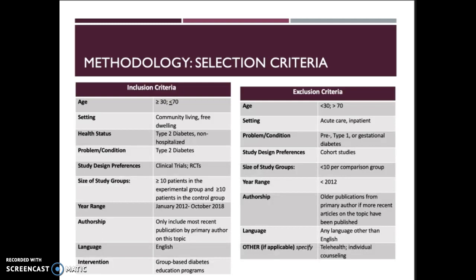The first part of the methodology that we will review is the selection criteria for the systematic review. I have listed both the inclusion and exclusion criteria on this slide, and therefore I will not read it verbatim. However, points that I would like to highlight include the target population, which includes the age, so that is specified as 30 years or older, and including 70 years and younger within this range.